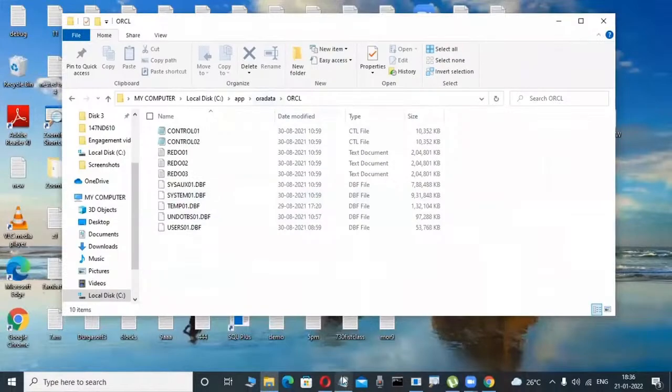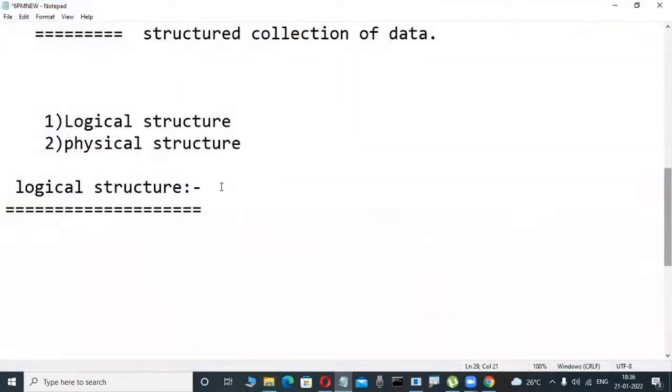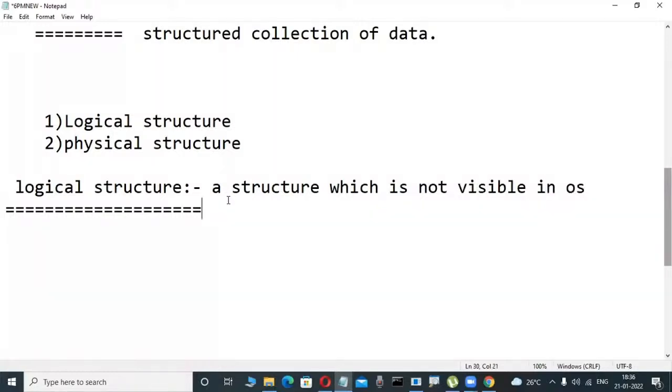That's why, what does a logical structure mean? Don't write it. A structure, here, what structure means? Database structure, don't worry. A structure which is not visible in the operating system, in the OS, is called a logical structure, a logical structure of the database.